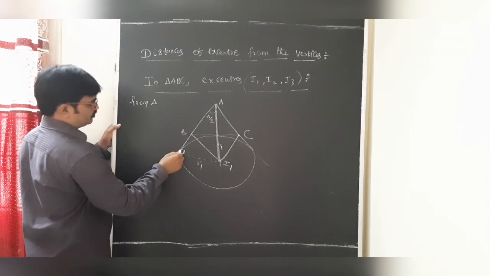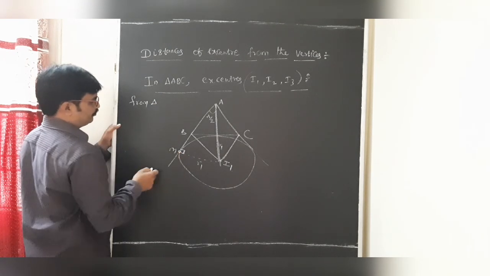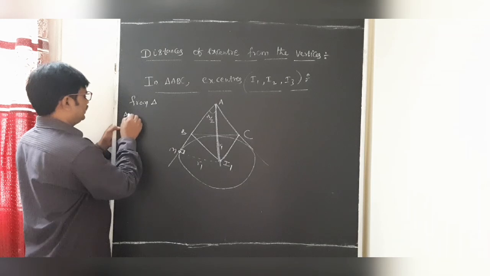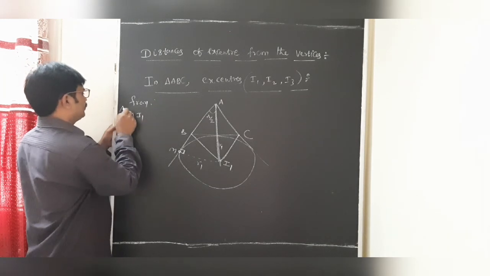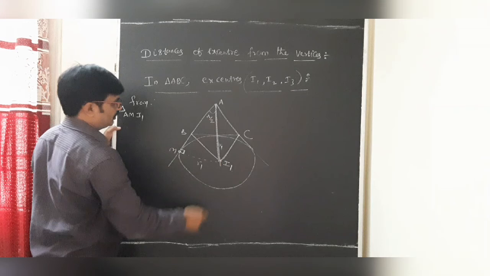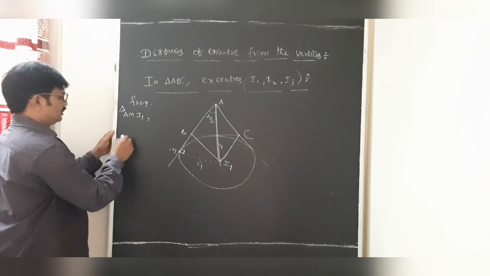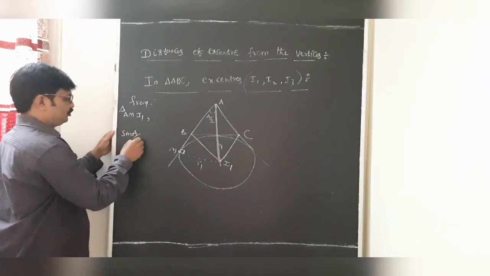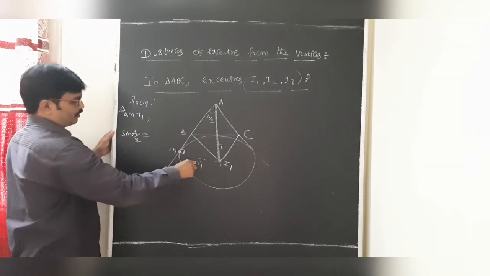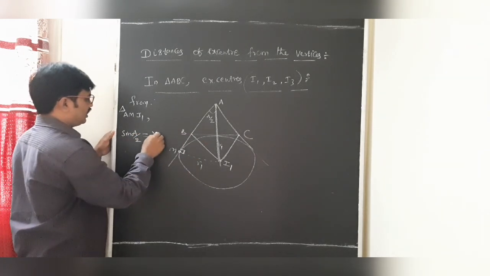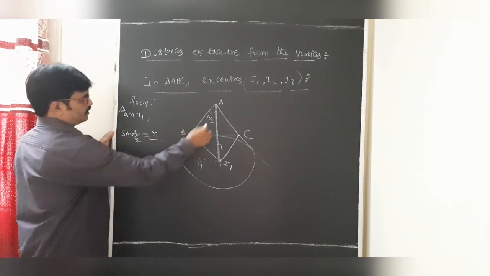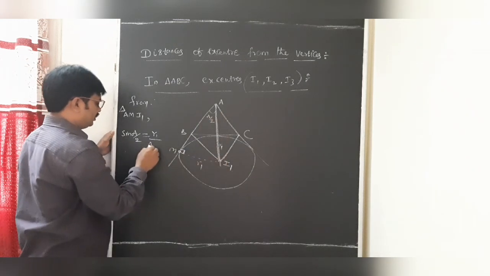So students, when we are taking this triangle AMI1, what is it? From the triangle AMI1, the sine of A by 2 equals the opposite side, which is r1, over the hypotenuse, which is AI1.